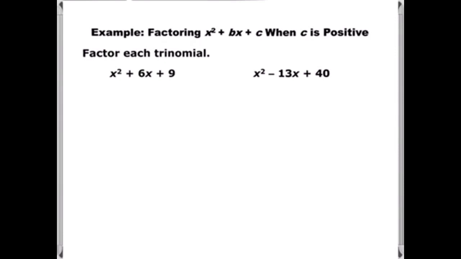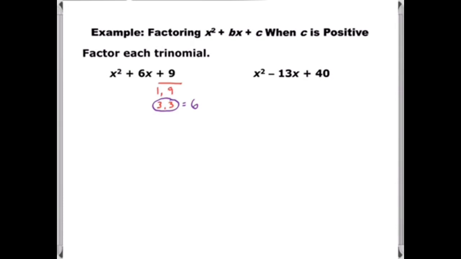So for the first example, we've got x squared plus 6x plus 9. We're looking for the factors of 9 that add up to be 6. If we didn't know how to start this, we could just start by listing out the factors, or numbers that multiply together to give you 9. Since 6 is positive, both of our factors need to be positive. So we've got 1 and 9, or 3 and 3. The two factors that multiply to give you 9 and add together to give you 6 are 3 and 3.